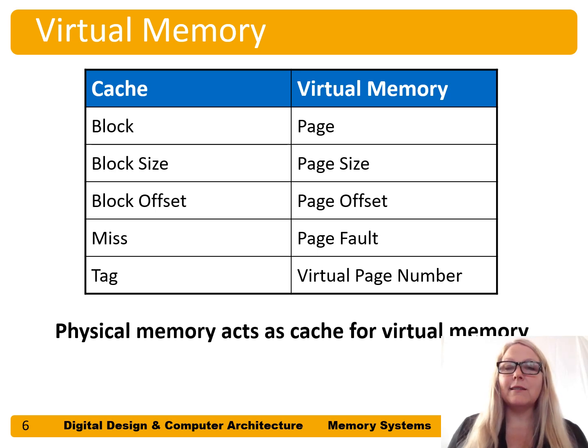In caches, we call it a miss. In virtual memory, we call it a page fault. And in a cache, we have a tag. In virtual memory, we call that the virtual page number. So again, physical memory, or main memory, acts as a cache for virtual memory.